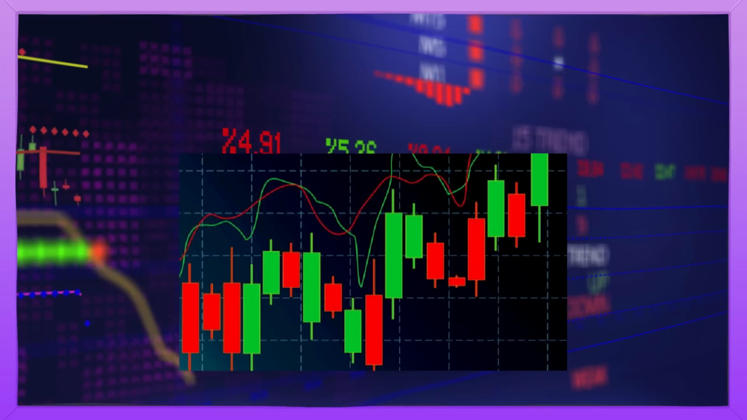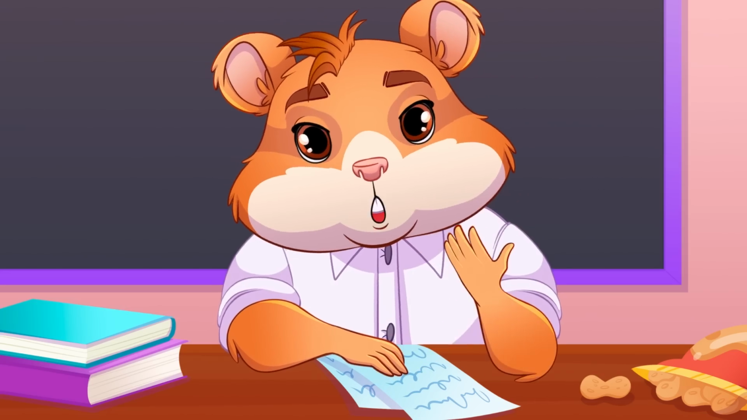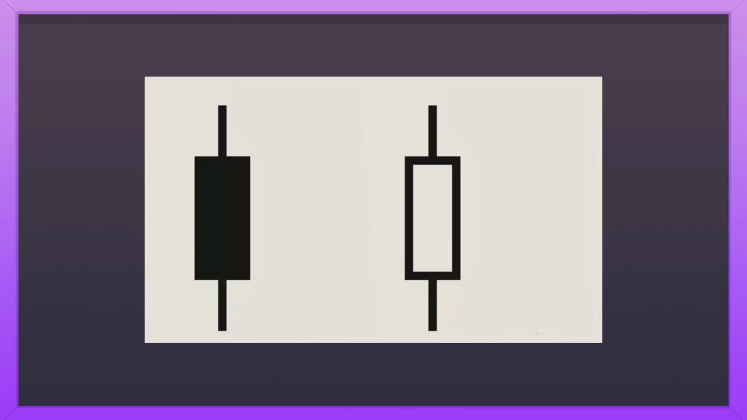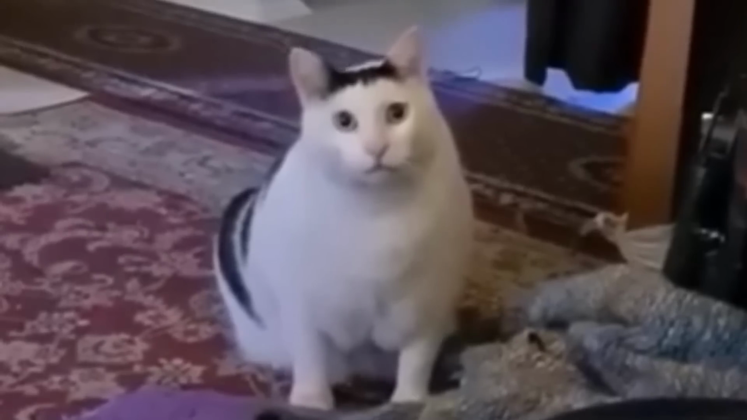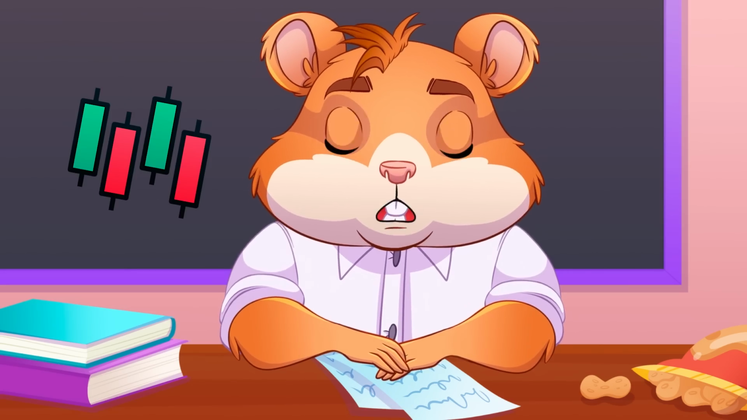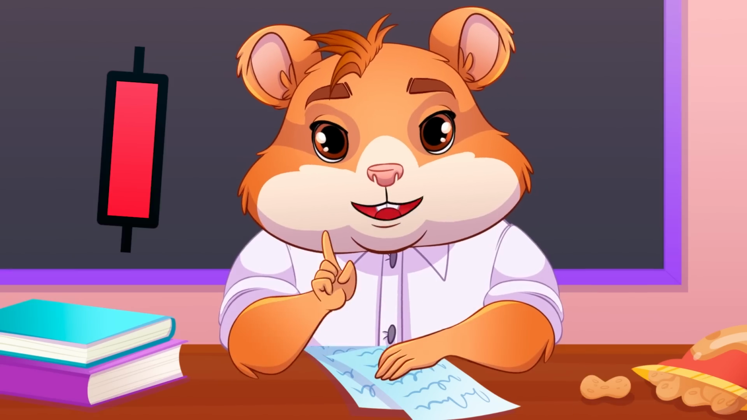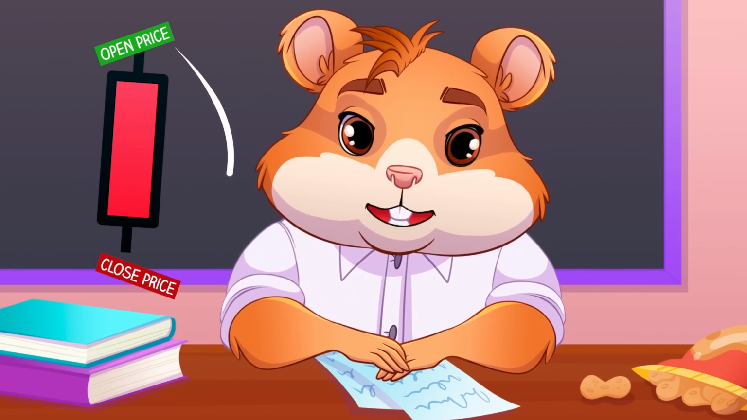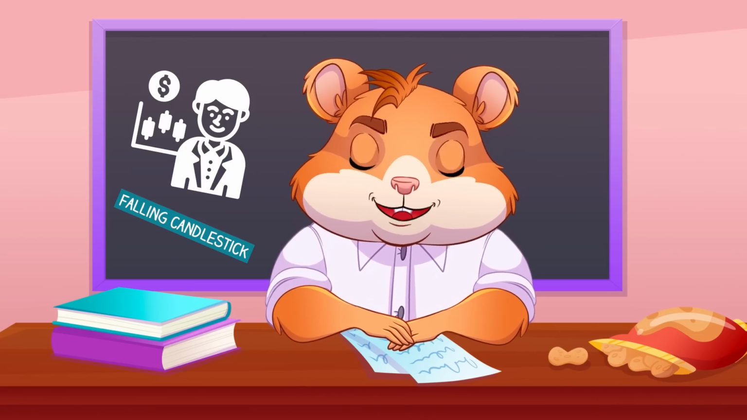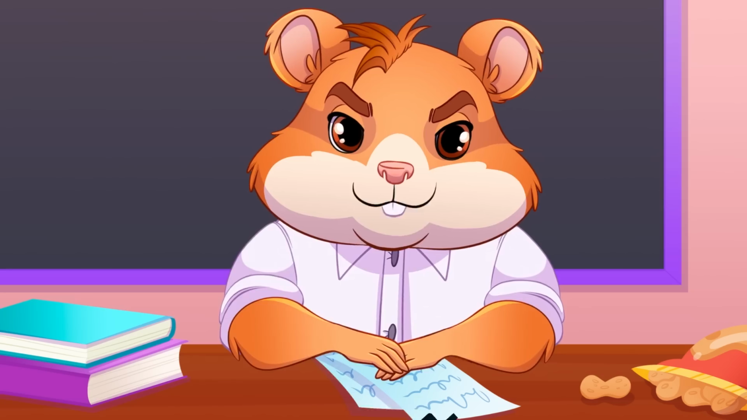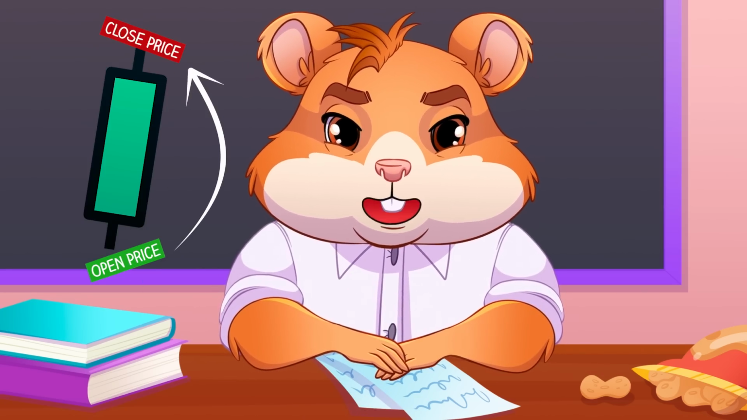Number 1. Arguably the most useful and complicated measure is the candlestick. The candlestick is a vertical bar that represents a set of data relating to the price of a given asset at a time. These are often colored, either red or green, representing whether the price is going up or down. Therefore, if you see a red candlestick, it means the price of the asset closed lower than it opened. This is why some traders will call these falling candlesticks or bearish candlesticks. Then you have the green candlestick, which indicates the price of the asset closed higher than it opened.